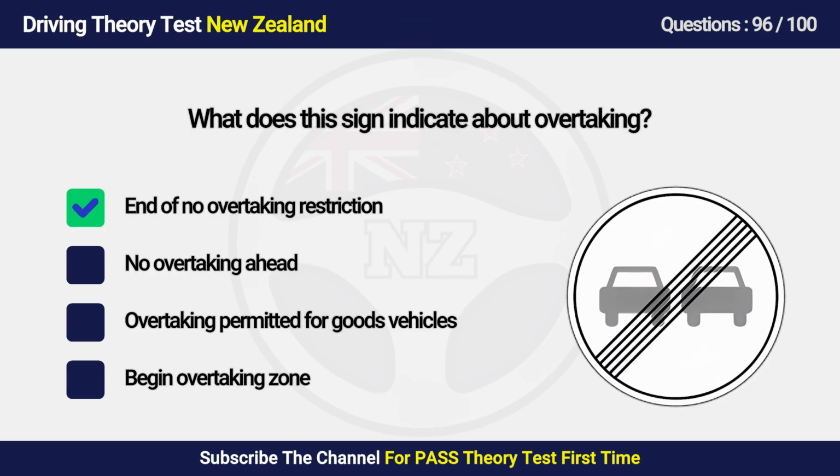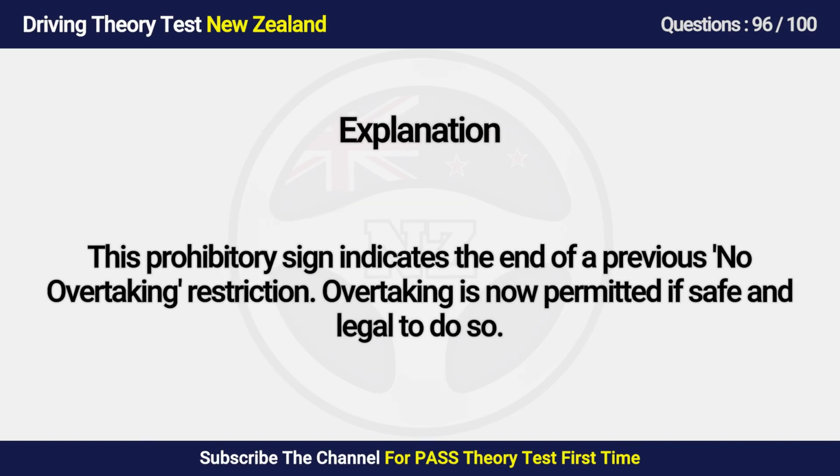Answer is A. End of no overtaking restriction. This prohibitory sign indicates the end of a previous no overtaking restriction. Overtaking is now permitted if safe and legal to do so.